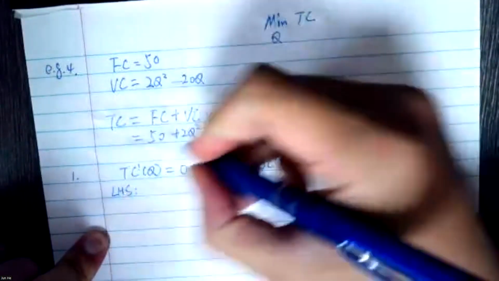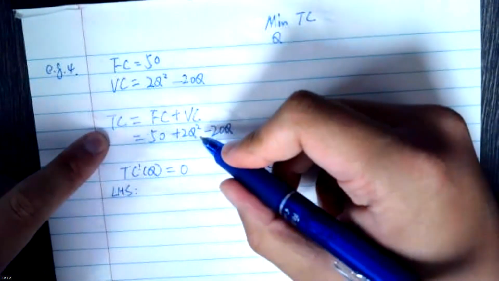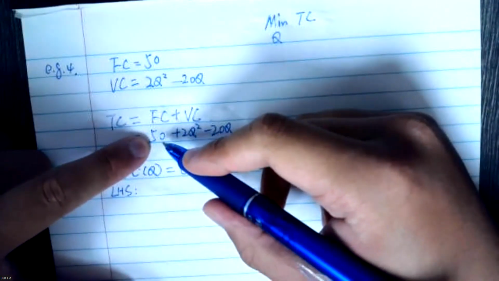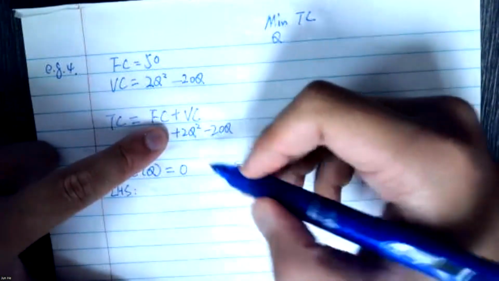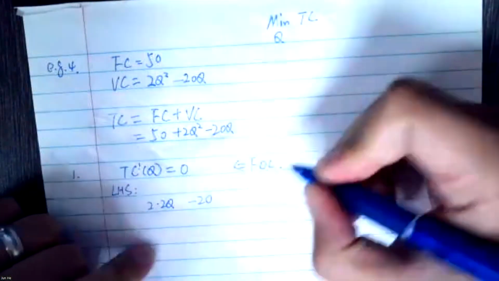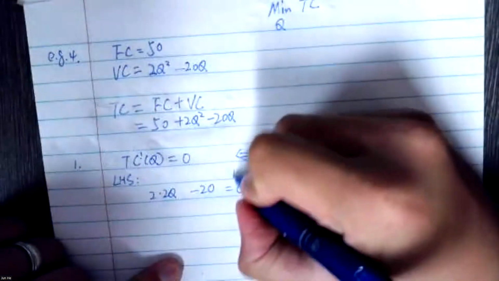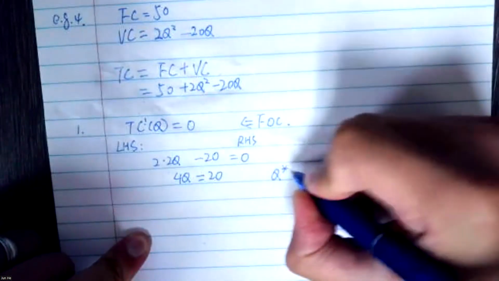The left-hand side is the derivative of total cost with respect to Q. You're treating Q as X, as an independent variable, right? So the 50 constant has nothing to do with Q, so as you're deriving this, you can disregard it. And the second term, the 2 stays here, multiplied by 2Q. And the third term is minus 20. That's the left-hand side, equals the right-hand side, 0. So that's 4Q equals 20. So Q star equals 5.